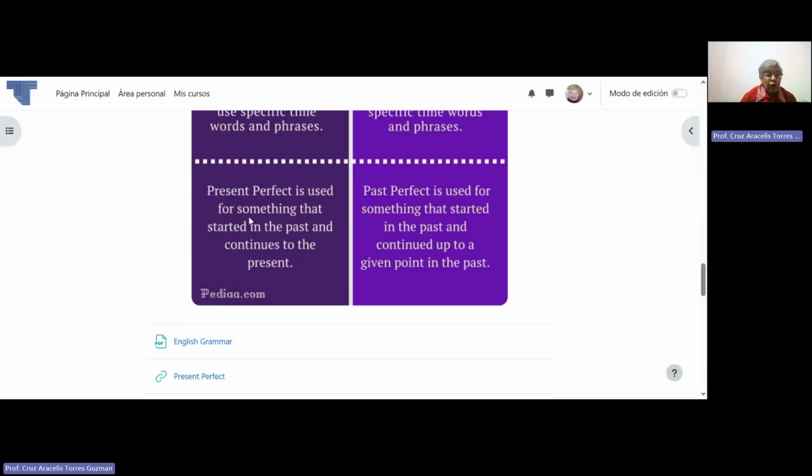Present perfect is used for something that has started in the past and continues in the present. The past perfect is used for something that starts in the past and continues up to a given point in the past. It's in the past and in the past. It doesn't come to the present like present perfect. Okay?